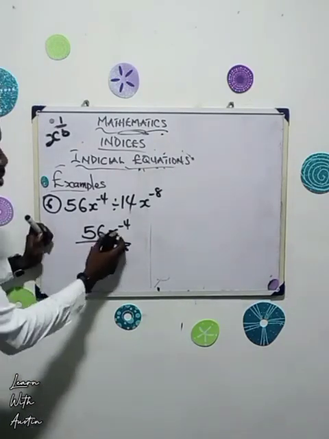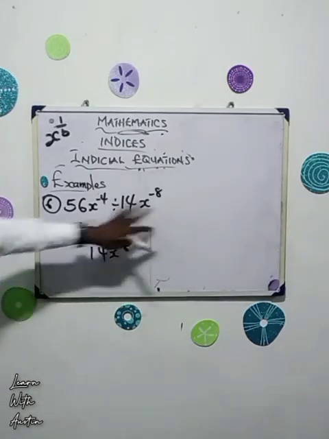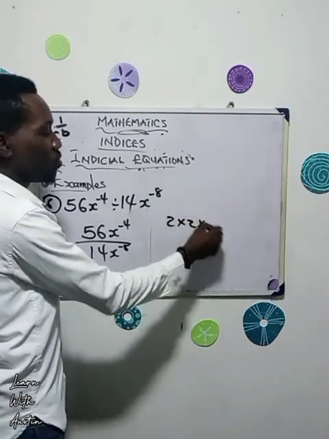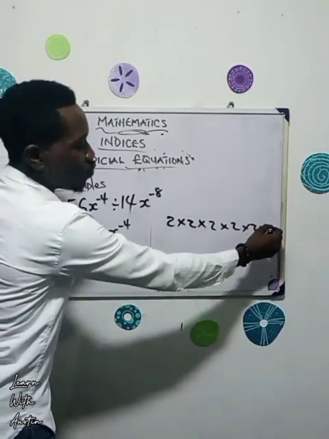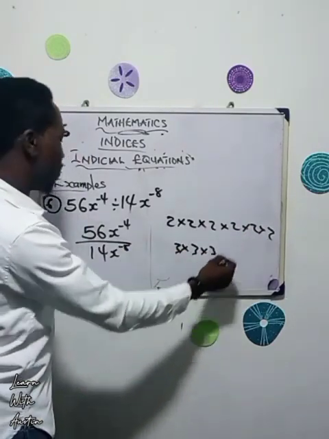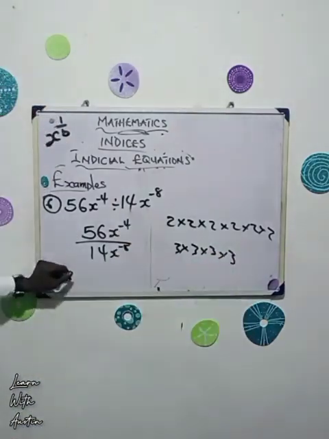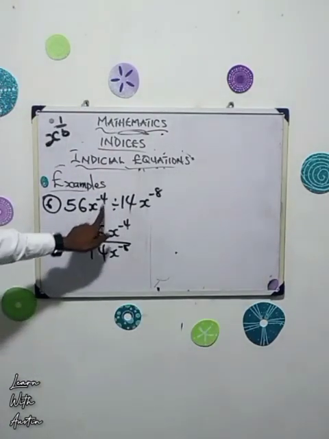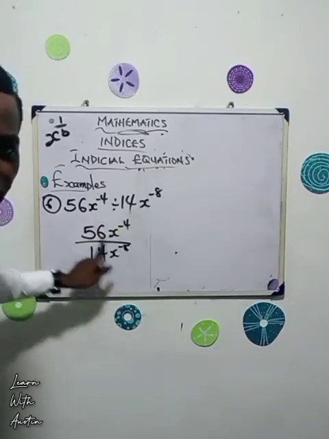So we have 56x raised to the power minus 4 over 14x raised to the power minus 8. What you want to do is just divide this directly because there's no common base. If you check 2 times 2 is 4, times 2 is 8, 16, 32, 64, no. 3 times 3 is 9, 27, 81, it's not working. 4, nothing is going to work. So this is what we have here.